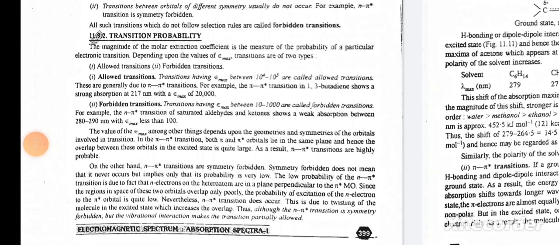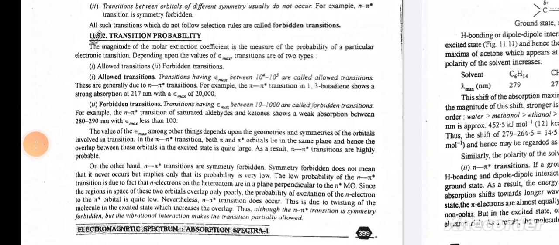Allowed transitions. Transitions having epsilon max between 10 raised to power 4 to 5 are called allowed transitions. These are generally due to pi to pi star transitions. For example, the pi to pi star transition in 1,3-butadiene shows a strong absorption at 217 nm. Forbidden transitions. Transitions having epsilon max between 10 to 1000 are called forbidden transitions. For example, n to pi star transition of saturated aldehydes and ketones shows a weak absorption between 280 to 290 nm.